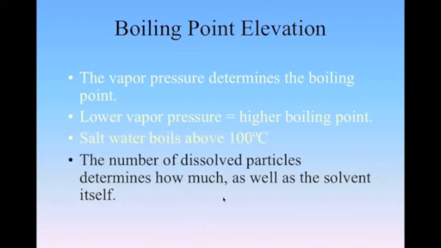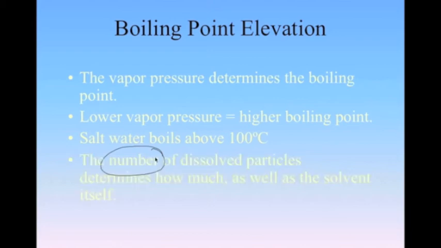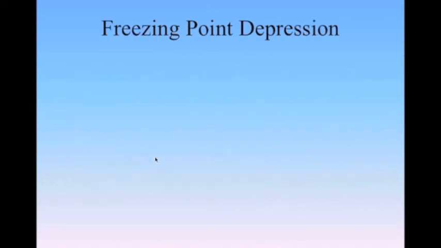Now, the number of dissolved particles determines how much, meaning how much salt is in that boiling water will determine how high it goes, as well as the solvent itself, like the water, or if we're dissolving it into something else like ethanol. So the solvent has something to do with it, and the number of particles has something to do with it as well. They'll all affect that boiling point elevation, meaning raising the boiling point.